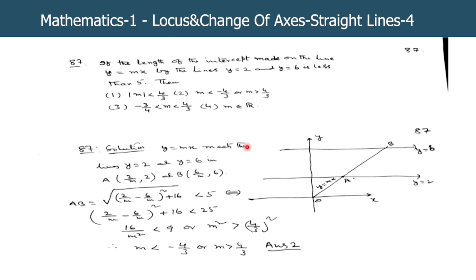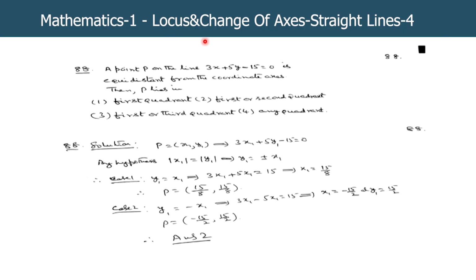Now y = mx meets the lines y = 2 and y = 6 in the points A(2/m, 2) and B(6/m, 6). Now AB is less than 5 means square root of ((2/m - 6/m)² + 16) is less than 5, and if and only if you will get 16/m² less than 9, or m² greater than (4/3)². That means either m is less than -4/3 or m is greater than 4/3. The correct option is option number 2.